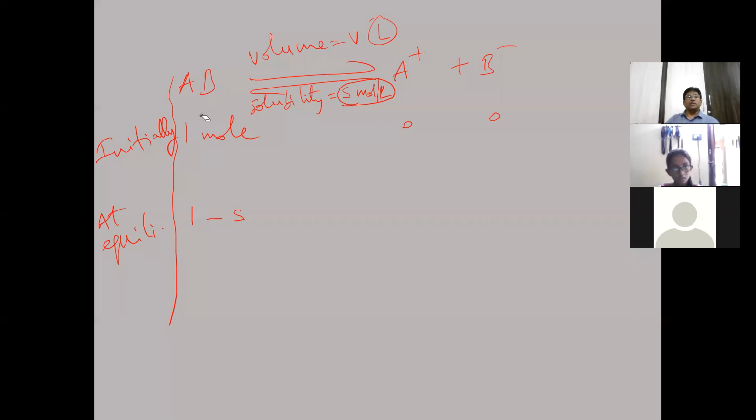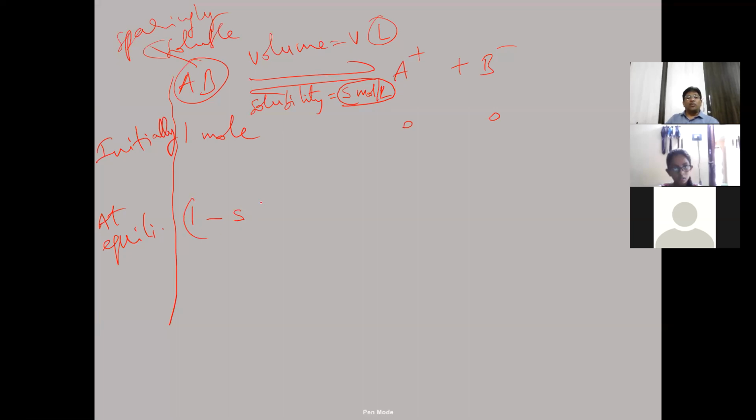But here it is a sparingly soluble solute. Sparingly soluble means completely soluble or incompletely soluble? Incompletely soluble. So it is a sparingly soluble salt. That's why it will not be dissociated completely. From 1 mole, it will not be dissociated. Suppose S moles dissociated here.